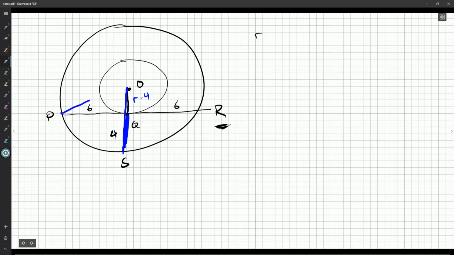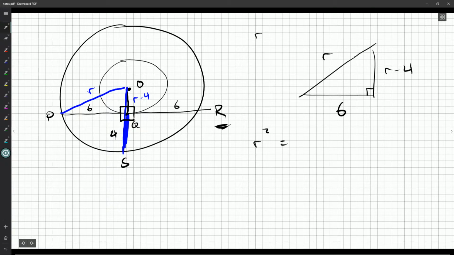But we have another radius if we connect up OP. Same if we connected up OR, but we only need one of them. And remember, they said we've got a perpendicular bisector, so we know these are all right angles here. So we've got a right angle triangle, and we know some of the sides. What have we got?